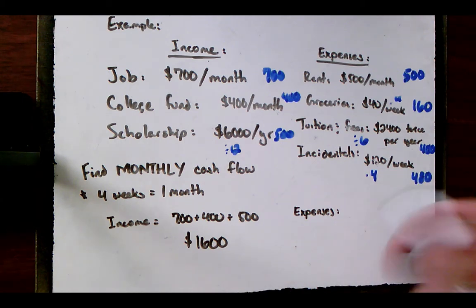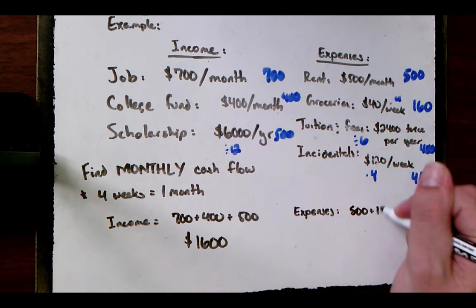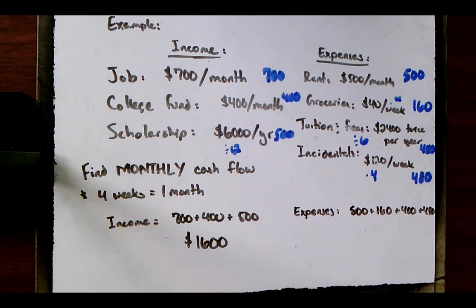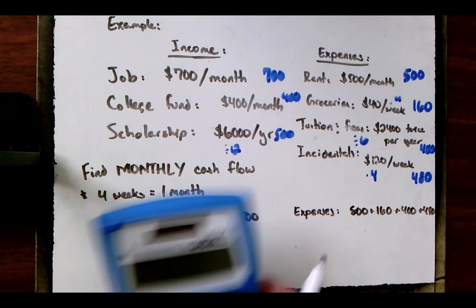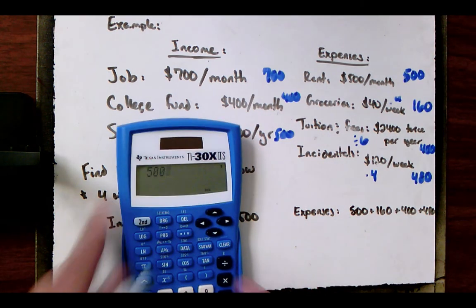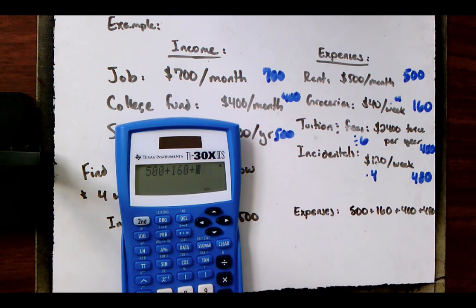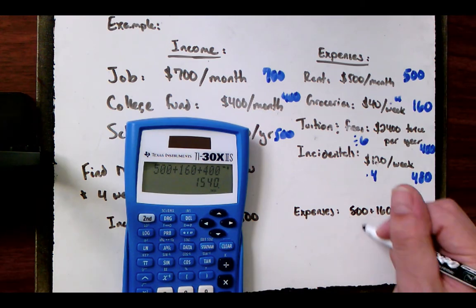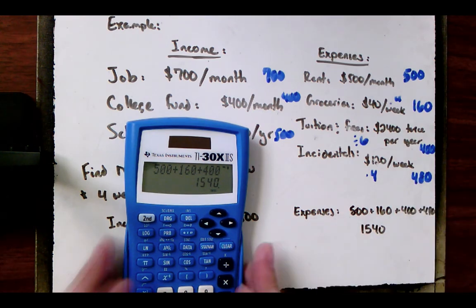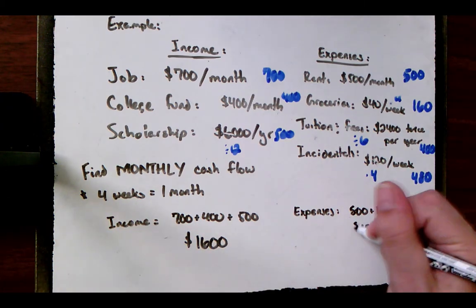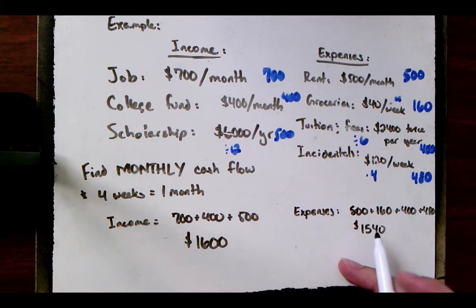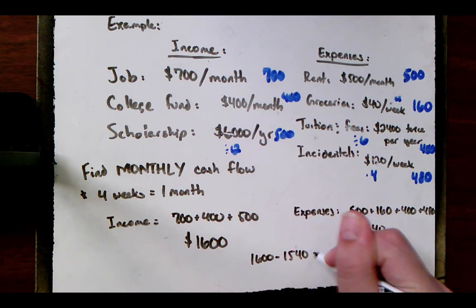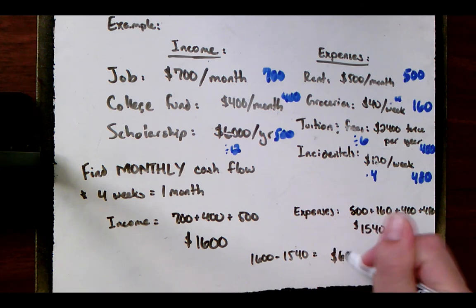So for expenses, we have 500 plus 160 plus 400 plus 480. And adding all of those together, that gets us a total of 1,540. And so the total cash flow is going to be subtracting the income minus the expenses. So 1,600 minus 1,540, and this problem gives us a total cash flow of $60.